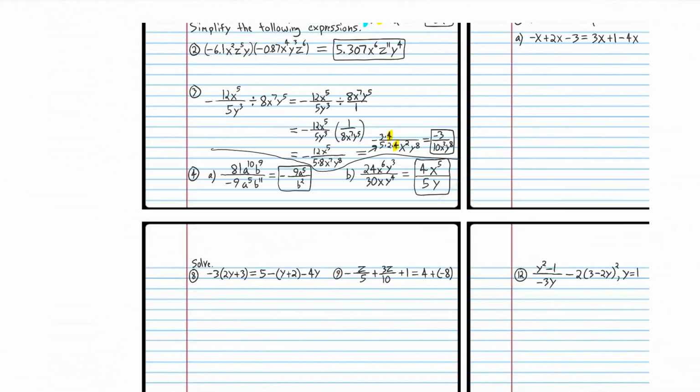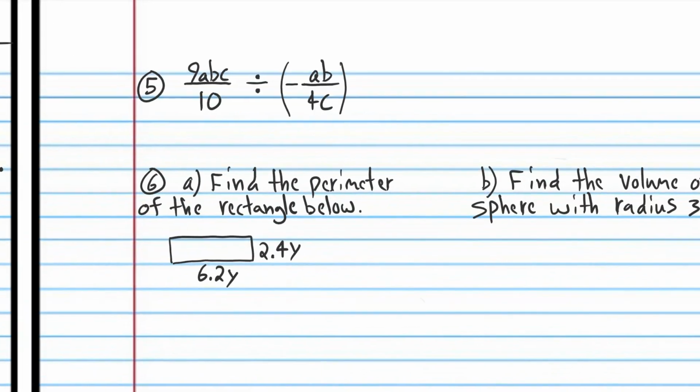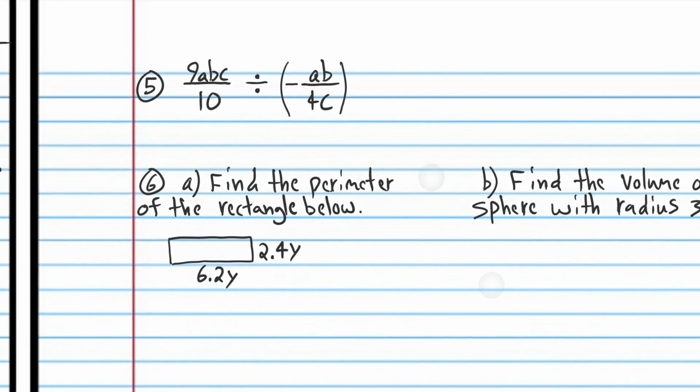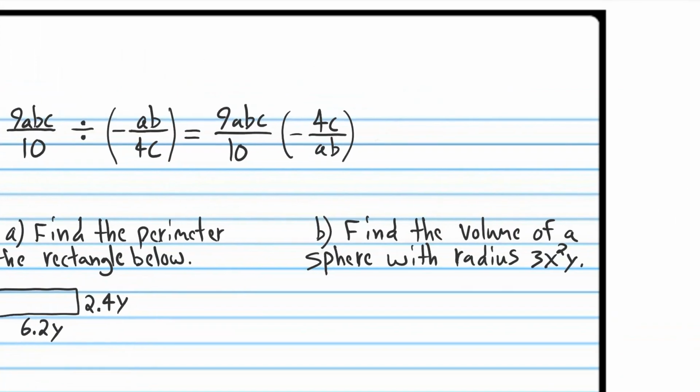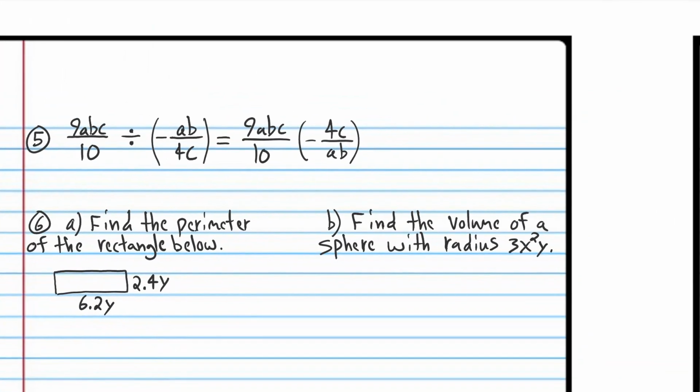All right, so on to number 5. We have another division problem. So with division, again, you just rewrite the dividend as usual. Change to multiplication, which means we can just get rid of that division sign, and flip the divisor. Now it just becomes a problem where we're multiplying fractions. So we're just going to multiply straight across, but I'm going to leave it in the factored form.